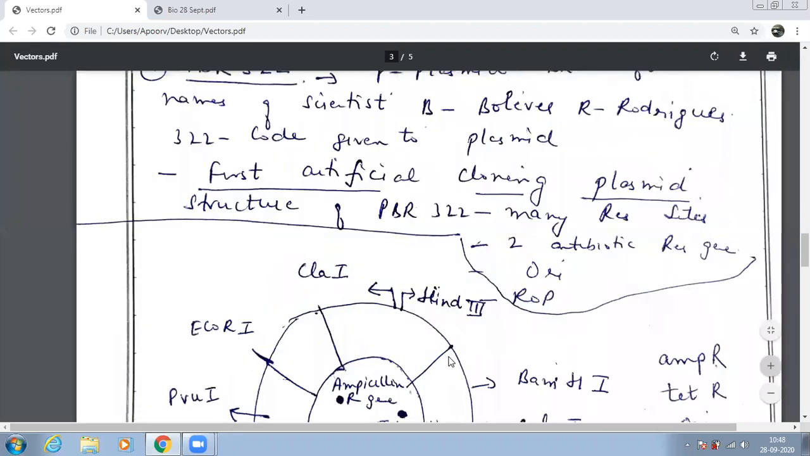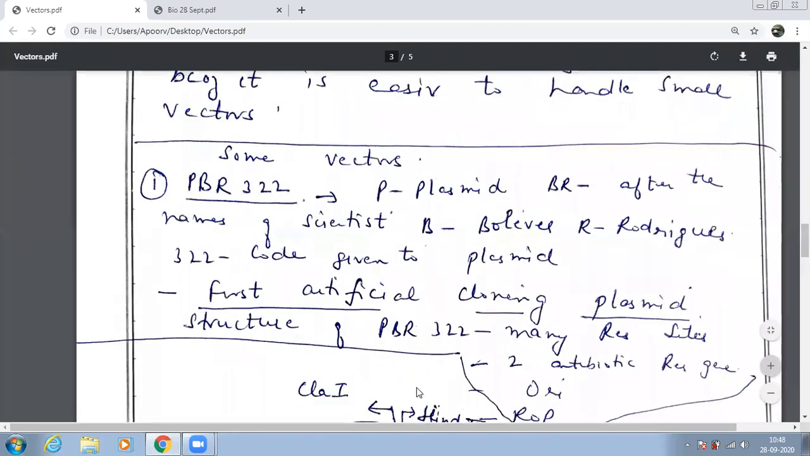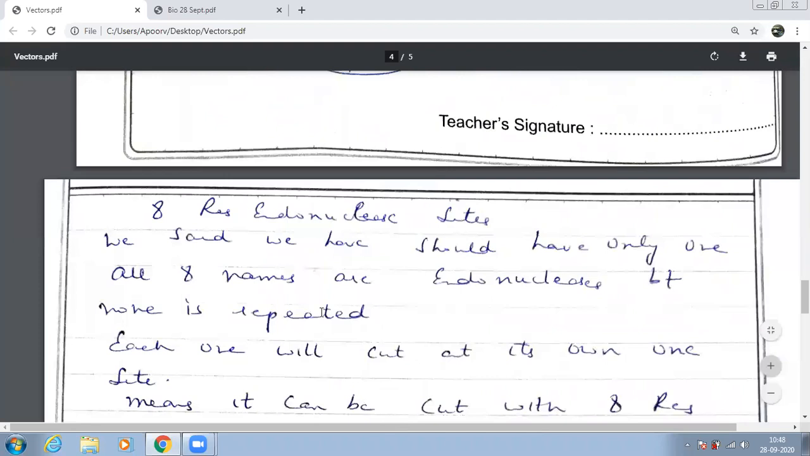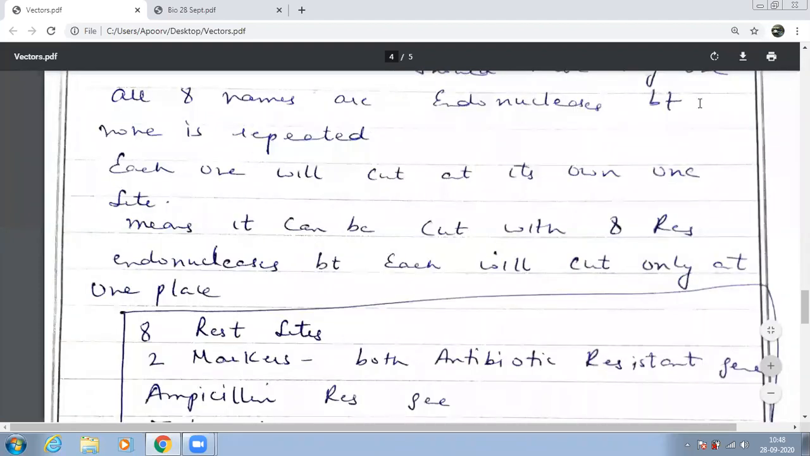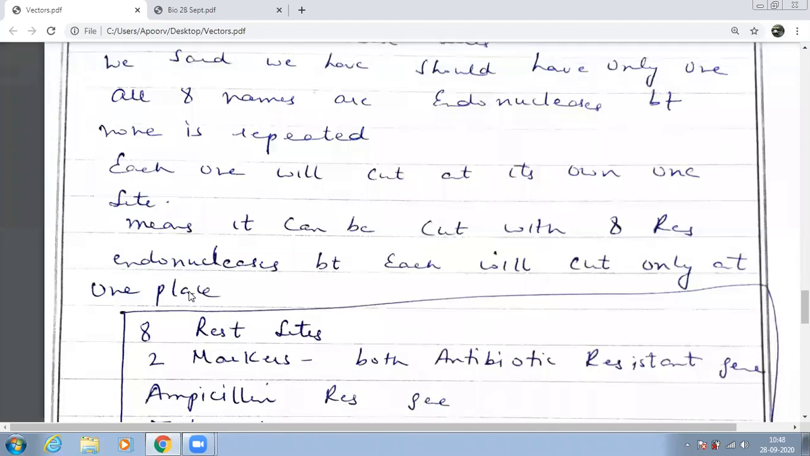So the main thing to understand over here, children, is that we have 8 sites, but none of them is being repeated. So each one will cut at its own one site only. It means that it can be cut with 8 restriction endonucleases, but each will cut only at one place. It is not that we have 8, so we cut with all 8 and make 8 pieces. We are not doing that. You have 8 options. You can select any one out of these 8 endonucleases.